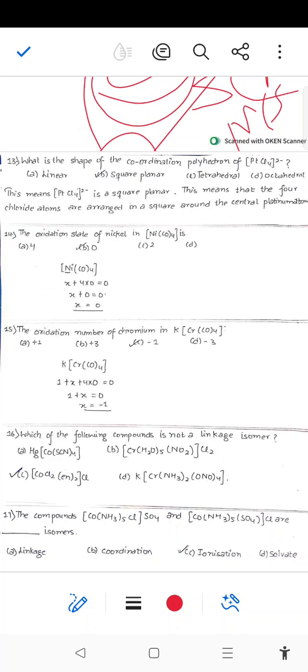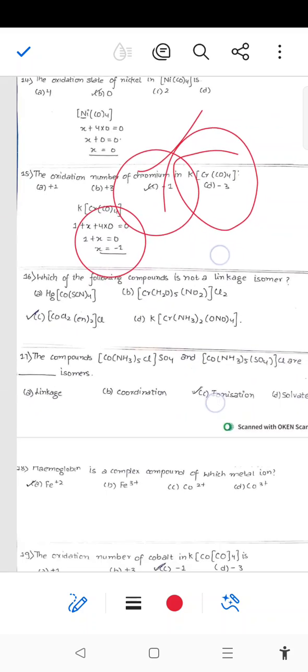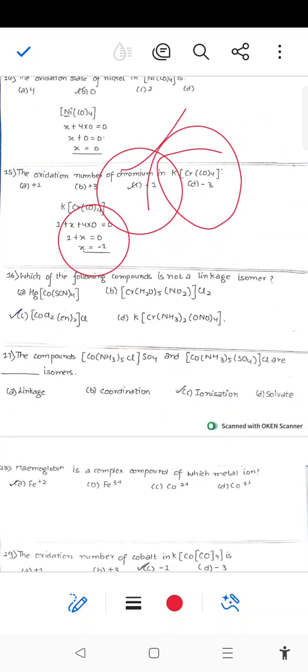Oxidation number of chromium in potassium Cr(CO)4, it will give X, that is -1. So -1 is the oxidation number. Next, which of the following compounds is not a linkage isomer? The first is also this type, the second is also this type, the third, Co(Cl)2(en)2, is not a linkage isomer.